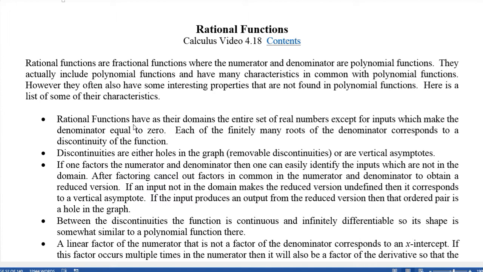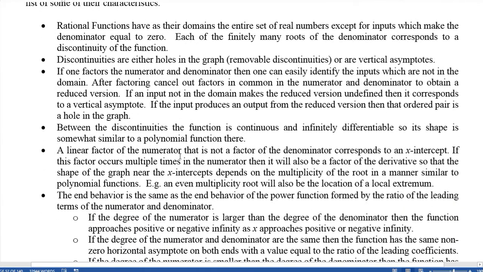They actually include the polynomial functions because the denominator could be 1, and they share many characteristics in common with polynomial functions. However, they often have some things that are not found in polynomial functions. And here's a list of some of their characteristics.